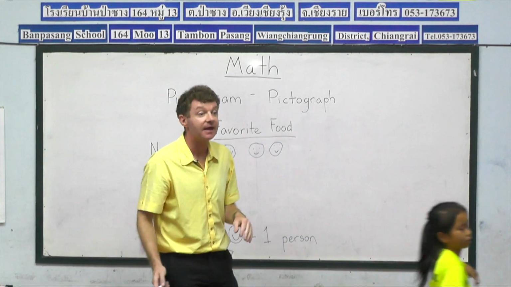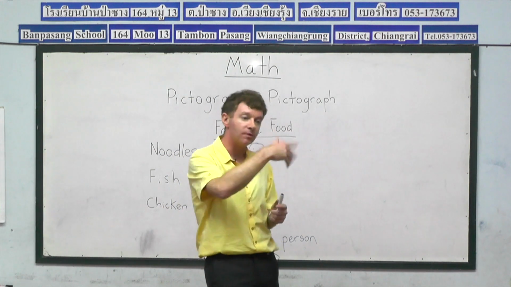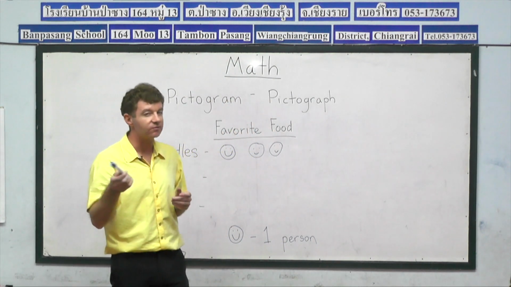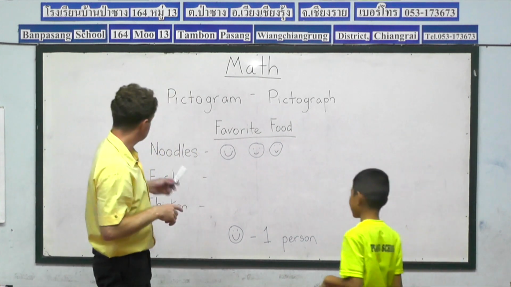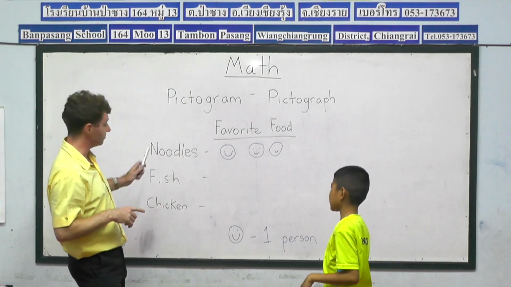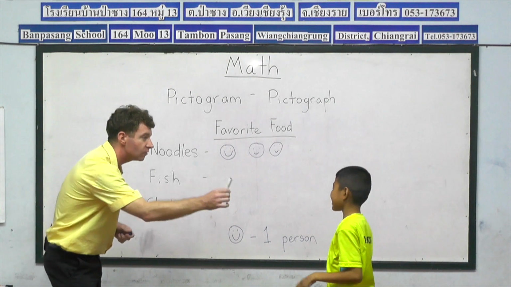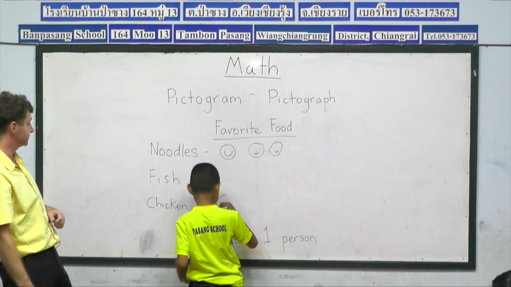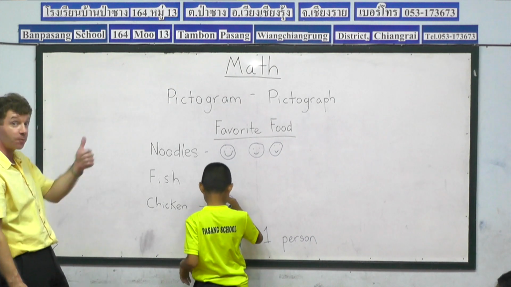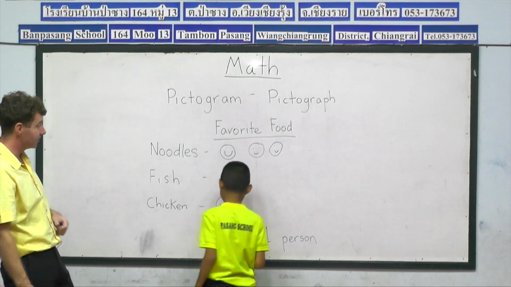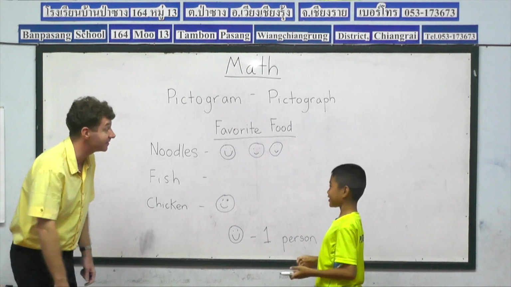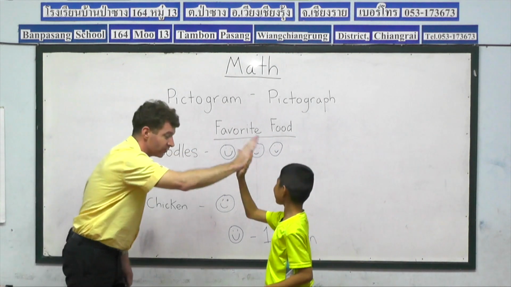And next, it's Pangpon's turn. Come and join me at the front, Pangpon. Pangpon will give his vote for his favourite food. We have noodles, fish, or chicken. What's your favourite? You can draw your smiley face. Excellent. So Pangpon's gone for something different. What's Pangpon voted for? Chicken. Excellent. Well done. We've got a new one on the board.